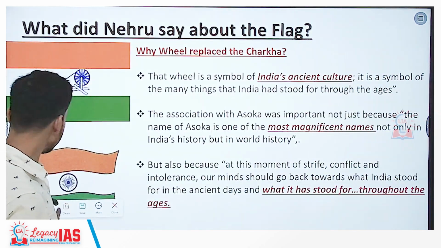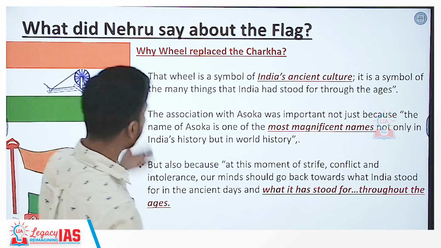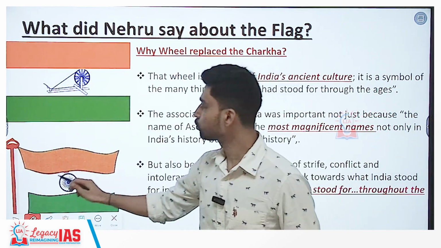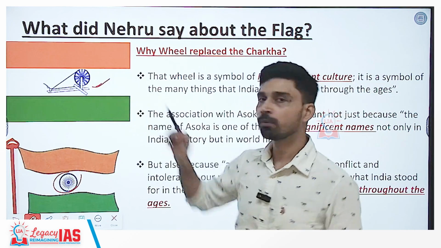Now, one interesting discussion we can have is, as we know, that earlier in the first design of the flag, instead of Asoka's wheel, the design was made up of the charkha.